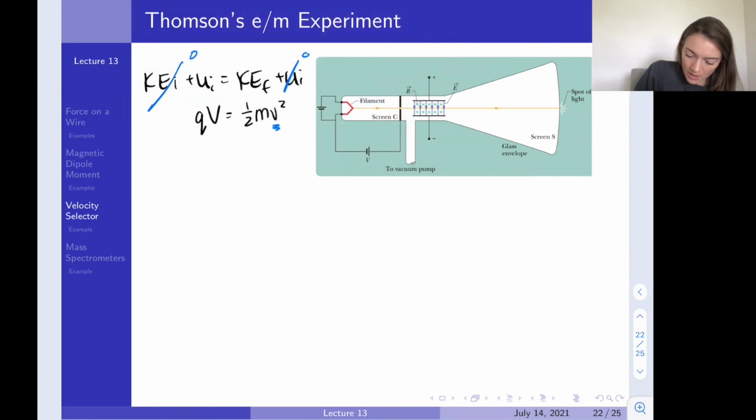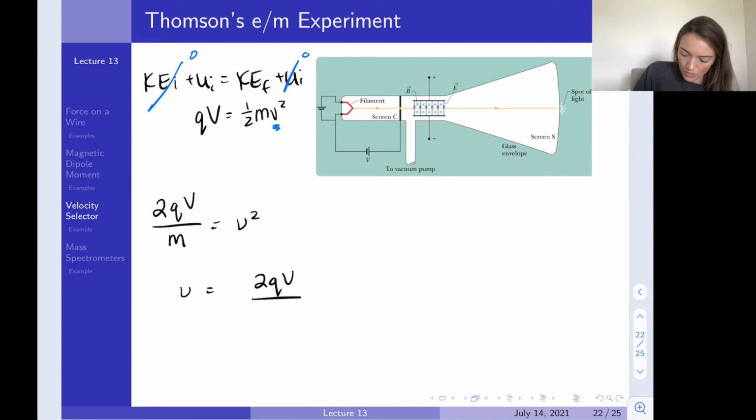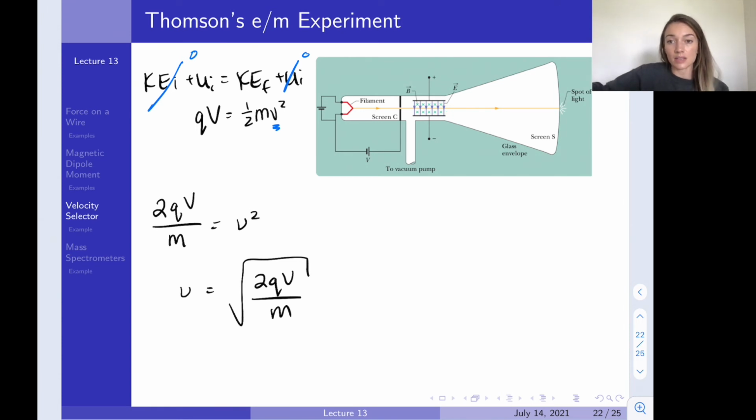So we have 2qV, where V is the capital V for potential, over m, is equal to the little velocity squared. So let's take the square root. So we get the square root of 2qV over m. That's the particle's velocity when it leaves this velocity selector, which is essentially a capacitor with an additional magnetic field. So this is the particle's velocity.